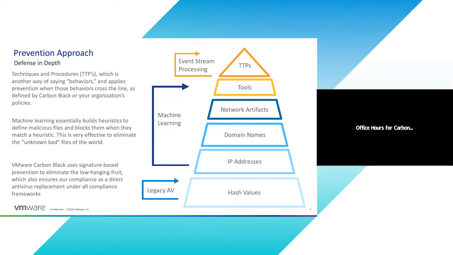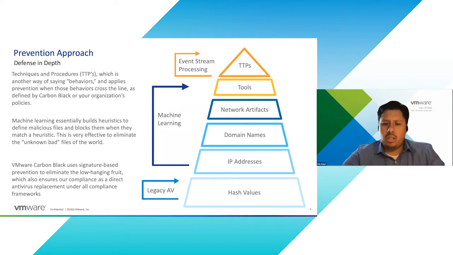And streaming processing, or this behavior detection, is the best prevention technology for those advanced threats like living off the land attacks that use non-malware or use trusted applications. Okay, so those are the three different layers of Carbon Black prevention approach.